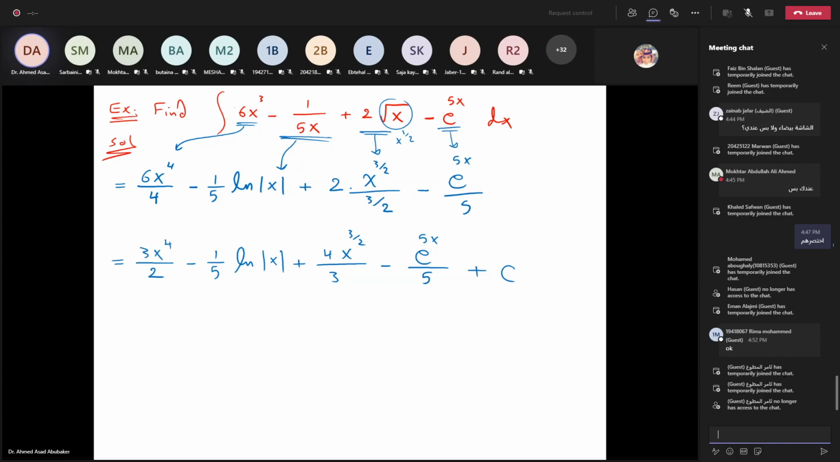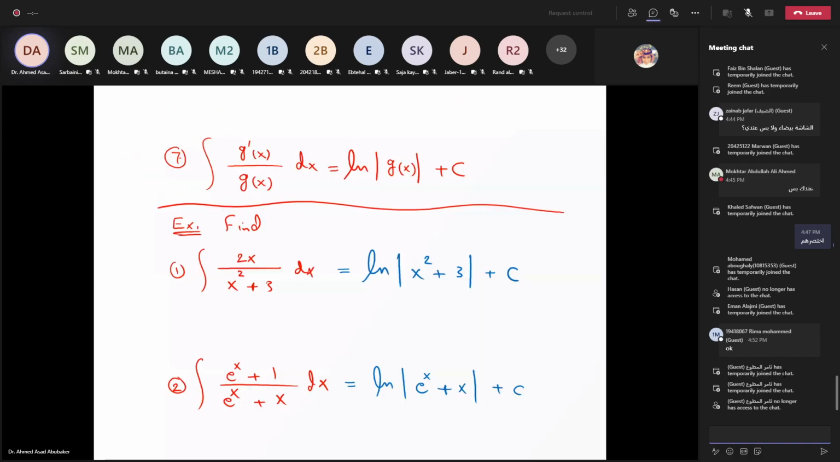Now, sometimes we need to find f of x. If we have f prime, we need to find f of x. Okay? In the previous chapter, we had f of x and needed to find f prime. In this chapter, if we have f prime, how can we find f of x? By integration. Okay?